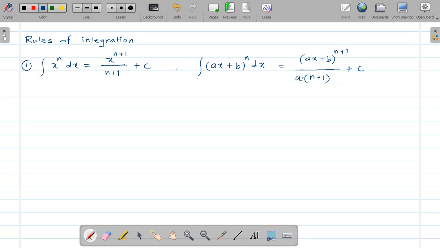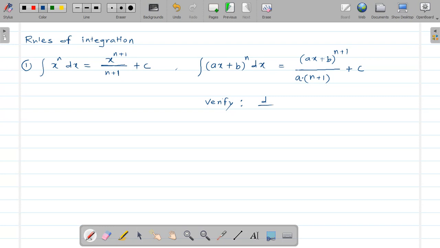Okay, so the original rule is x raised to n. Integration of x raised to n is x raised to n plus 1 upon n plus 1. Now if you want to find the integration of ax plus b raised to n, then it will be ax plus b raised to n plus 1 upon n plus 1 into a, and this a is the derivative of ax plus b. So to get the integration of such terms, we have to divide by the derivative of that particular term which is in place of x. Okay, now if you want to verify this, then you can verify. See how will you get the verification here?